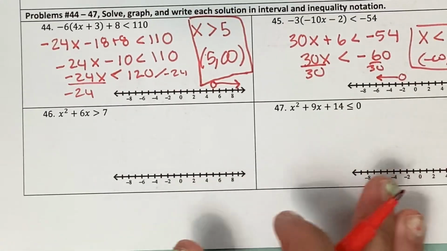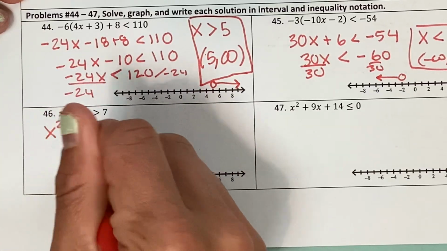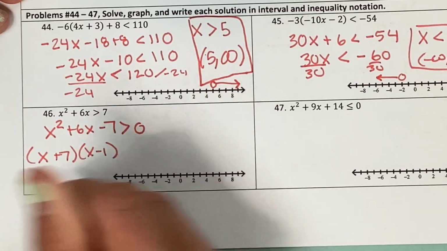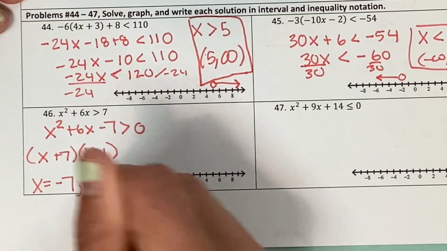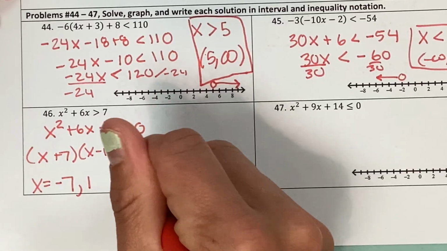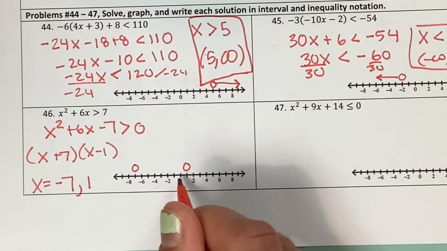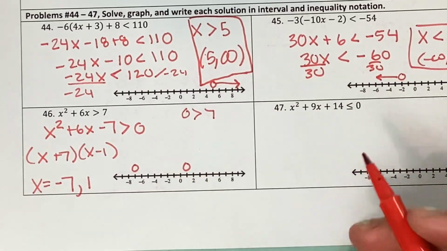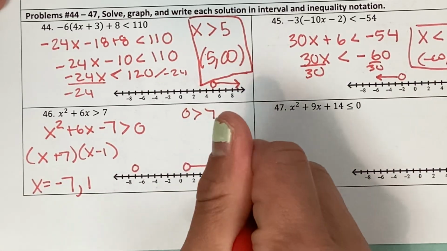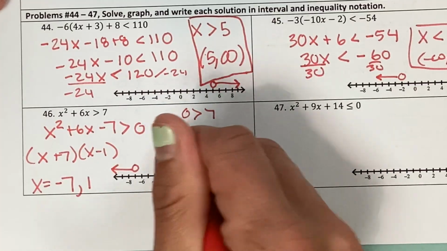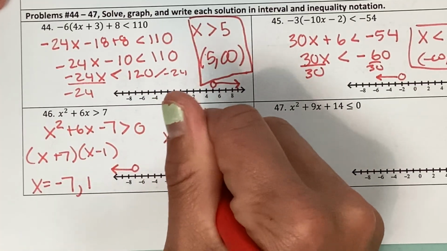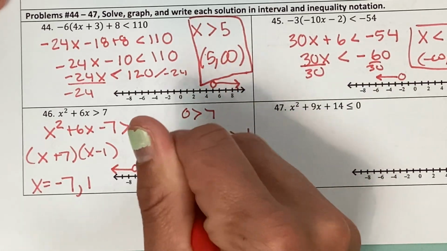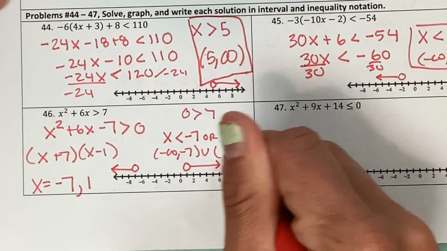All right, now I got the last two, which are quadratics. They should be factorable. x plus 7, x minus 1. So my two solutions are -7 and 1. Open circles, so -7 and 1. My test number, I'm going to use 0. And when I plug 0 into here, I get 0 is greater than 7, which is untrue. So I'm going to go on the outside. So then my inequality is going to be x is less than -7, or x is greater than 1, -infinity to -7, 1 to infinity.